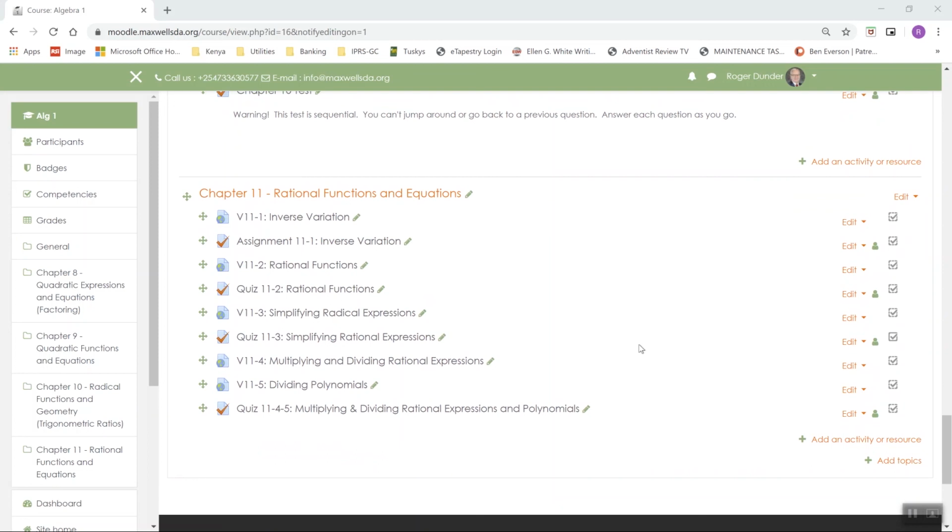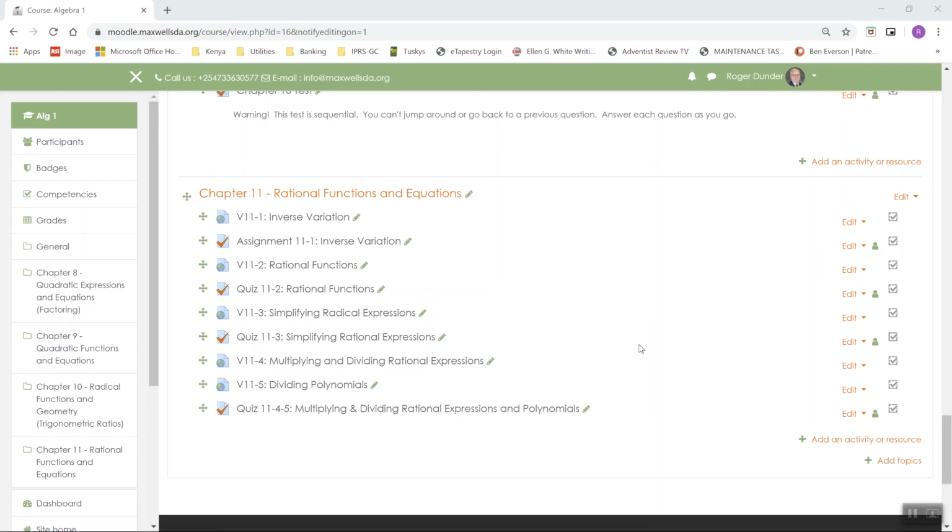Remember, y varies inversely with x. y equals k over x, and k then is x times y. So x1 y1 equals x2 y2. Inverse variation. And then, of course, rational functions and expressions: simplifying them, adding and subtracting, multiplying and dividing.